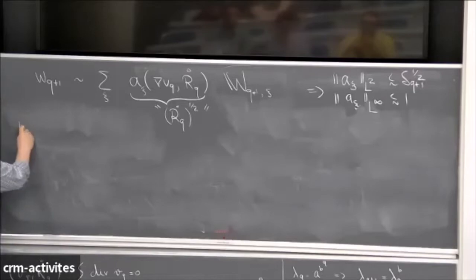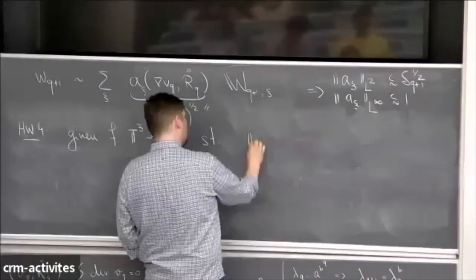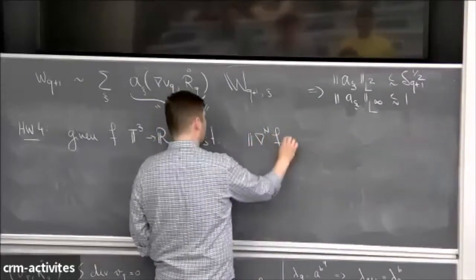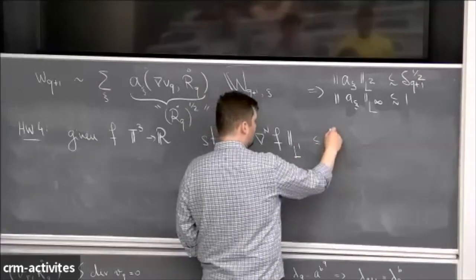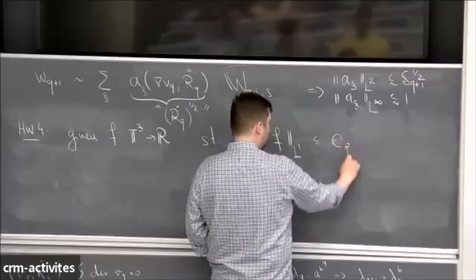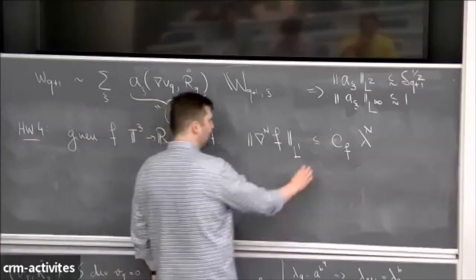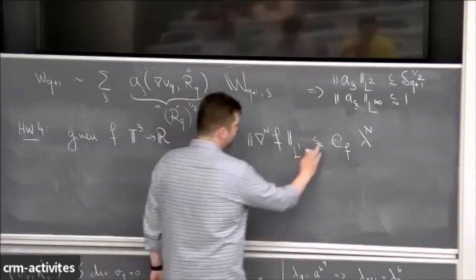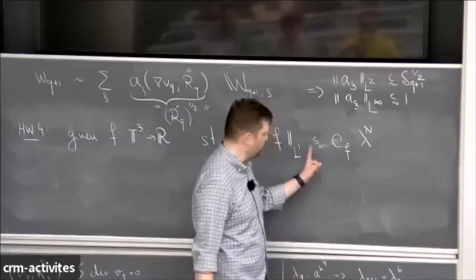So homework 4: given f, which is periodic, the gradient to the n of f in L1 is less than some constant times lambda to the n. I would like to write, instead of C sub f, just the L1 norm of f, but that would be lying. Okay, so let's say there exists a constant C_f, and of course this is allowed to depend on n, but I'll be a bit more precise later about what the n does.